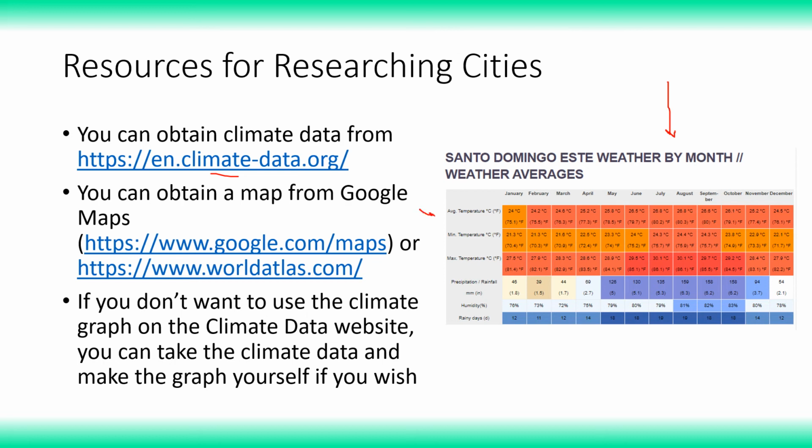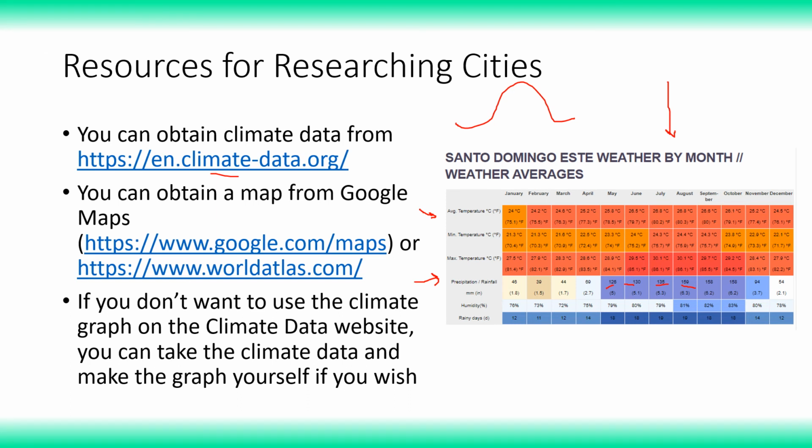You can see the average temperature, which I think is what they use to plot the red temperature line on the graph. Minimum and maximum you don't really need. And then here is precipitation. So you could read off the precipitation numbers from here and add them together. And if it comes out to be more than 1,000, then you've got yourself a maritime climate.